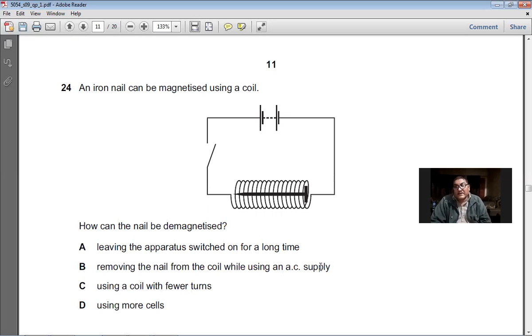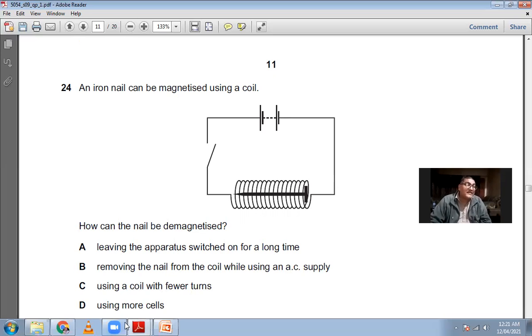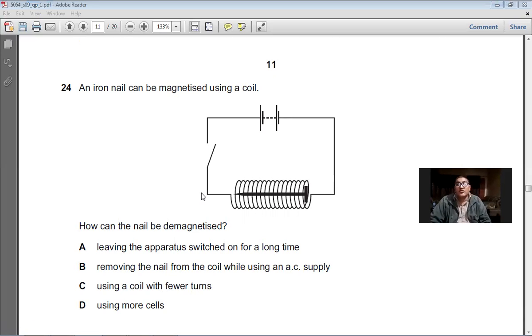For demagnetization, remember, we always use alternating current. So leave the apparatus switched on for a long time, no. Removing the nail from the coil while using an alternating current supply, yes, that's the best, I think. That is how you demagnetize something.